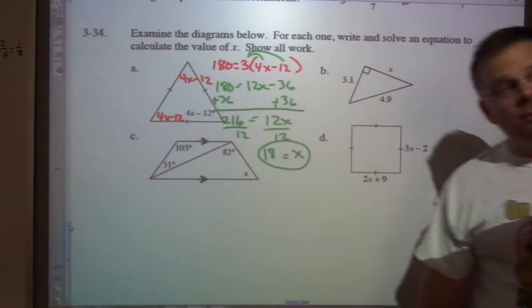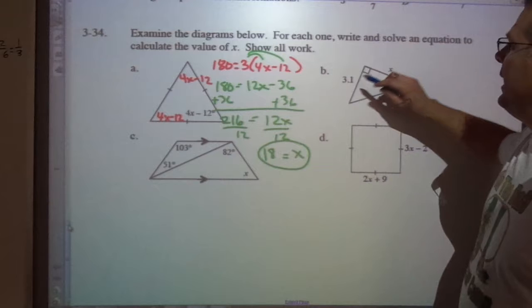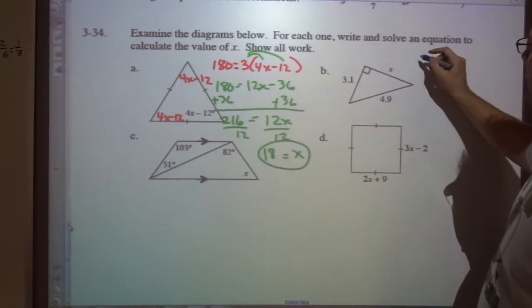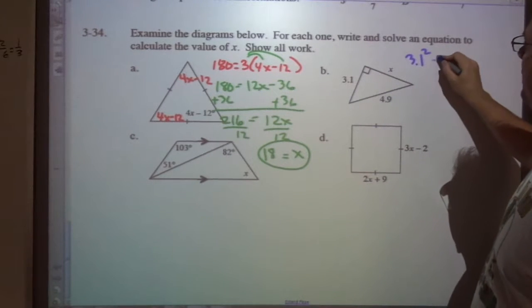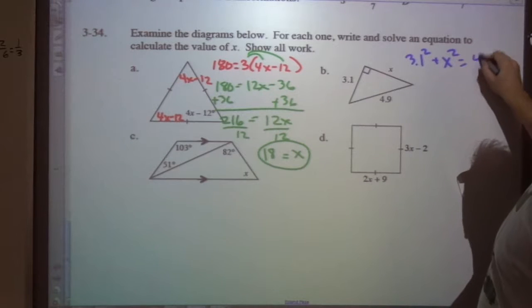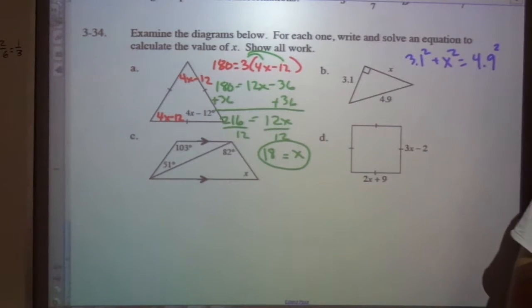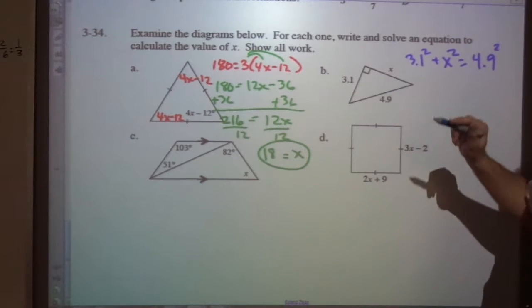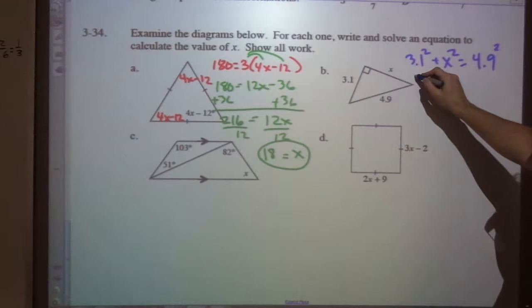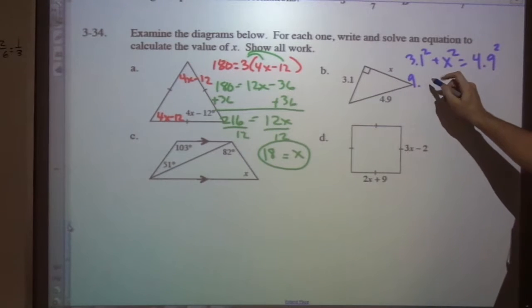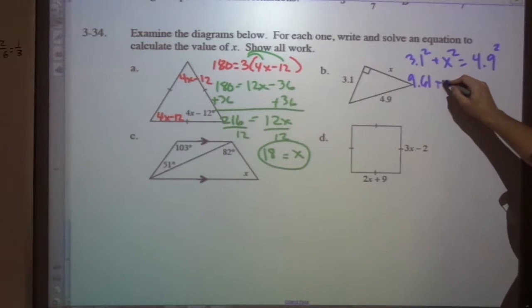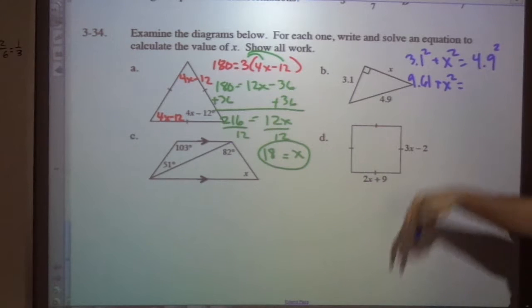In the second one, hopefully you recognize this right angle makes it a right triangle, which means Pythagorean theorem can work. So now we've got a squared plus b squared equals c squared. 3.1 squared plus x squared equals 4.9 squared. Okay, can you hit 3.1 squared? 9.61. 9.61 plus x squared equals, and then 4.9 squared.